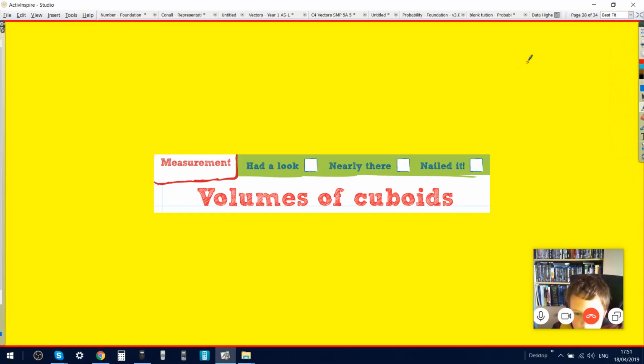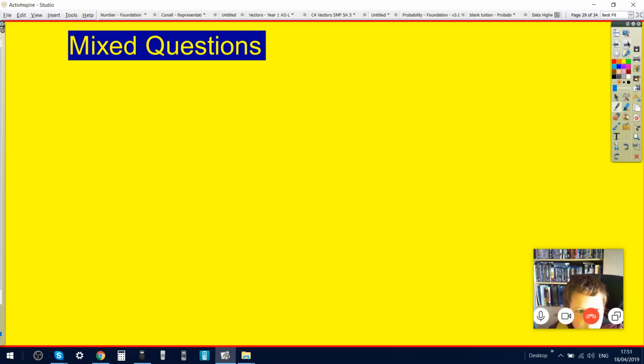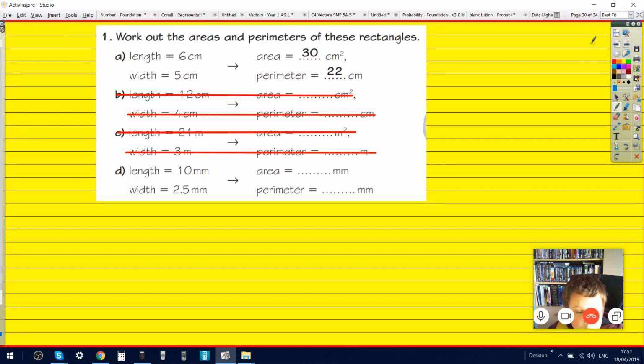Volumes of cuboids. I'd say nailed it, or between it and I nailed it. I think you're good. So then there's a mix of questions. So this is a reminder for previous ones. Okay, so work out the area and perimeter of these rectangles.